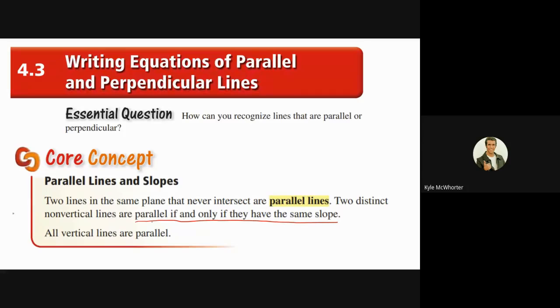So it says two non-vertical lines, but any lines that are vertical are all parallel to each other, right? But they don't have a slope. The slope is undefined for vertical lines. So they had to make that exclusion there because vertical lines don't have slopes. So non-vertical lines are parallel if and only if they have the same slope. That's the big key there. Parallel lines have the same slope.